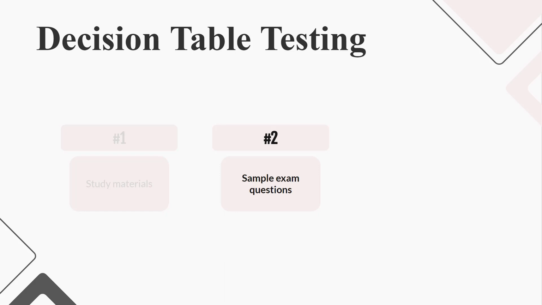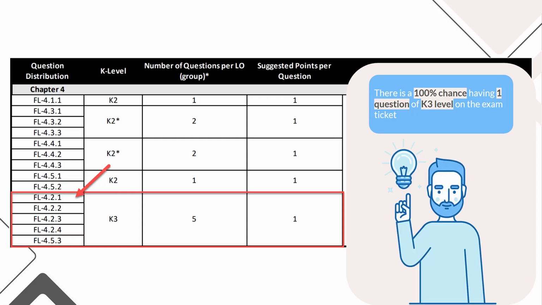Let's try to use what we have learned about the decision table test technique in the example of questions from the official ISTQB exam samples. There is a 100% chance of having one question of K3 level on the exam ticket related to decision table testing. The K3 level questions are the most difficult.